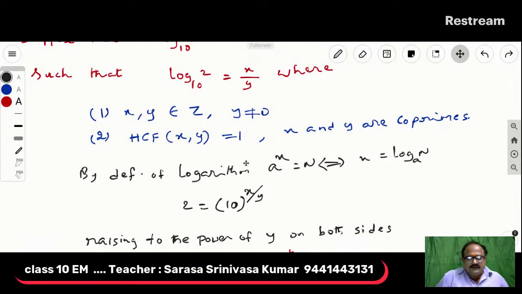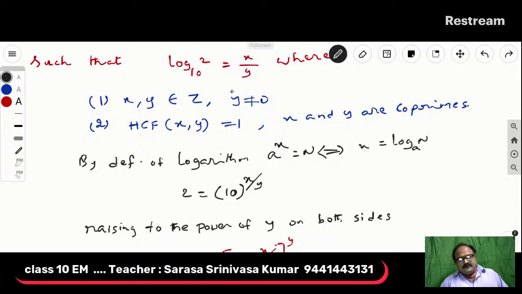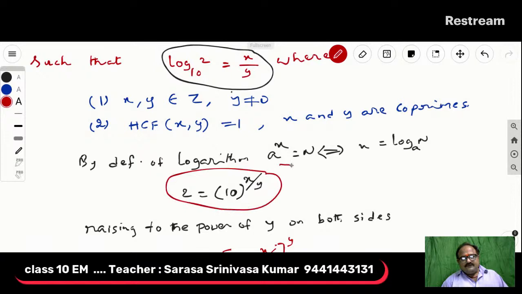If it is a rational number, then we can express it in the form of x by y. Let us say this. By the definition of logarithm, log 2 base 10 equal to x by y can be written in this form. A to the power of x equal to n implies and is implied by x equal to log n base a.